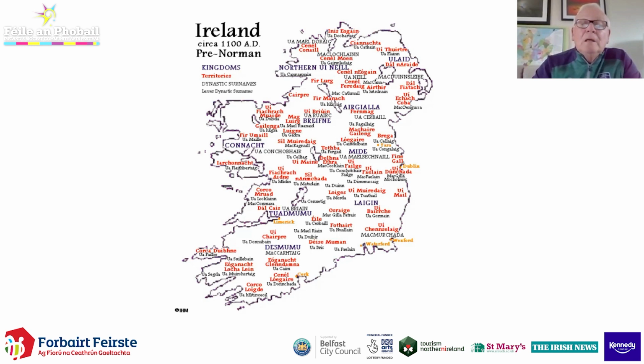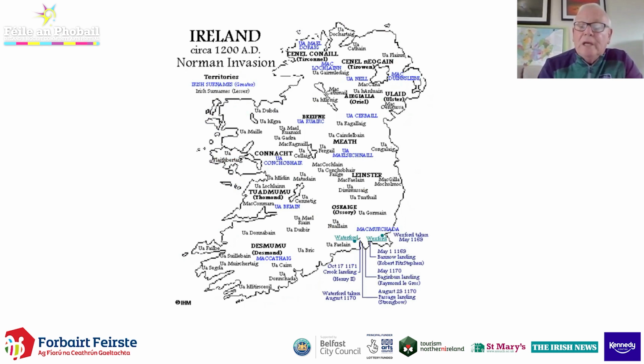And there's Ireland post the Norman invasion. So we have the Normans landing on May the 1st, 1169. We have the 1170 arrival. And then we have the second and most important 1170 arrival, which is that of Strongbow, or William Fitzgilbert de Clare. And Strongbow becomes the guy who, to some extent, invades Ireland.